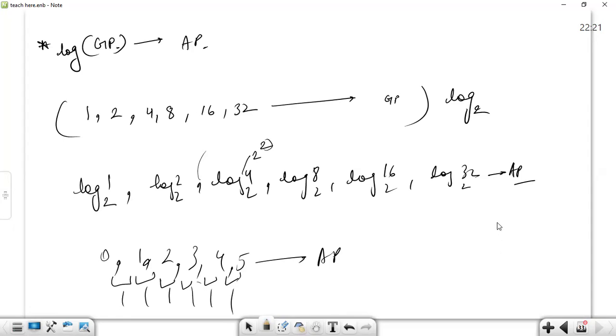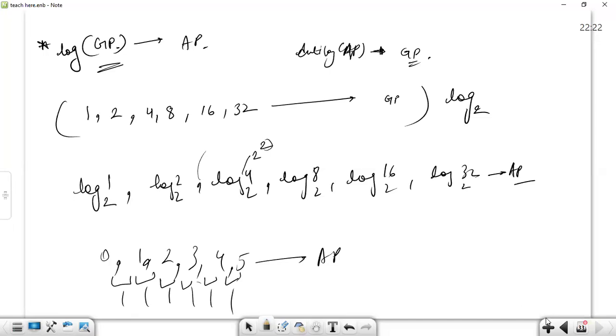Yes, sir. This is the unique property. If we take the logarithm of any GP, it becomes an AP. And if we take the anti-log of any AP, that becomes, any guesses? Anti-log of any AP will make it a GP, geometric progression. Clear?